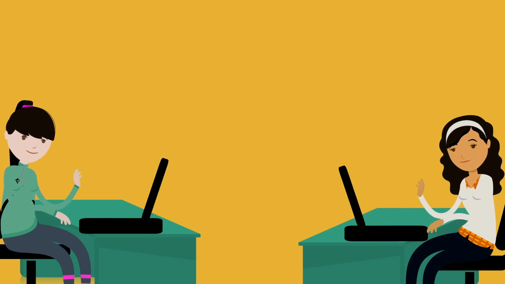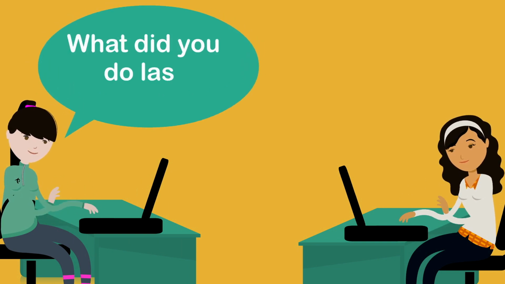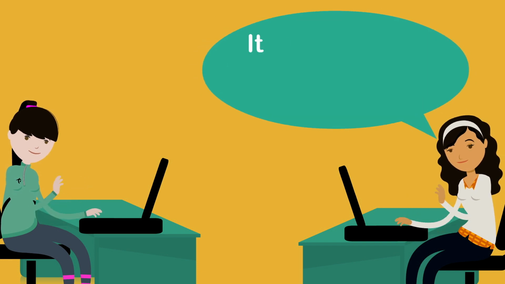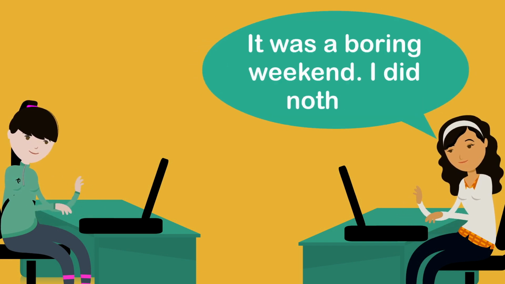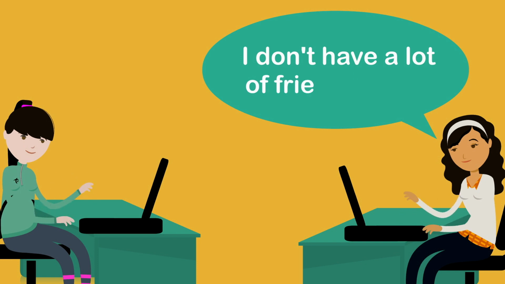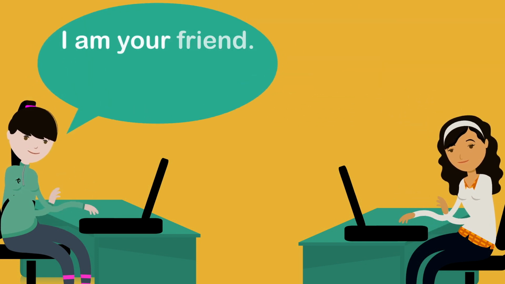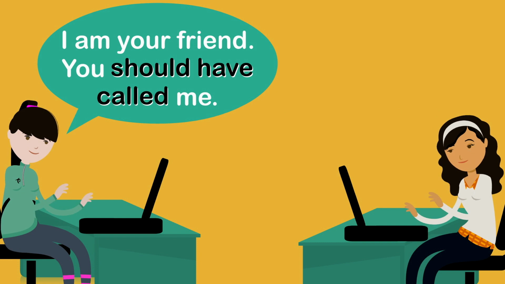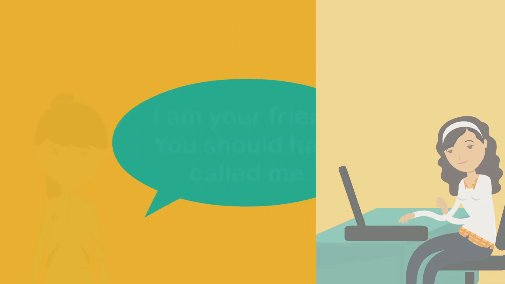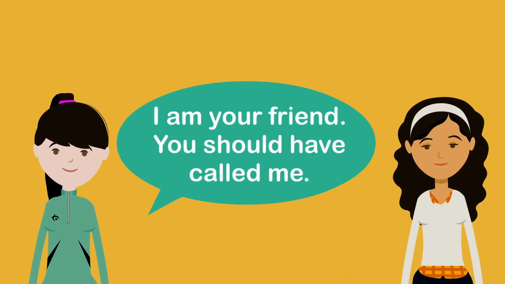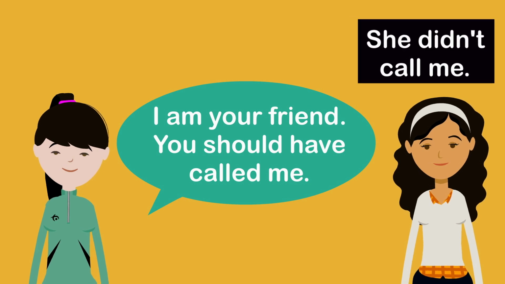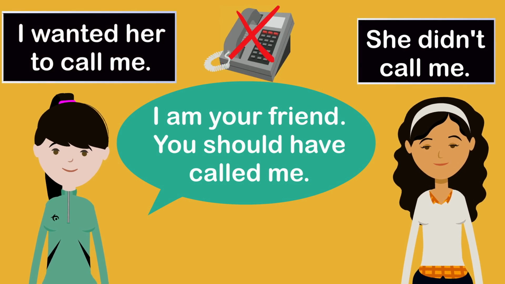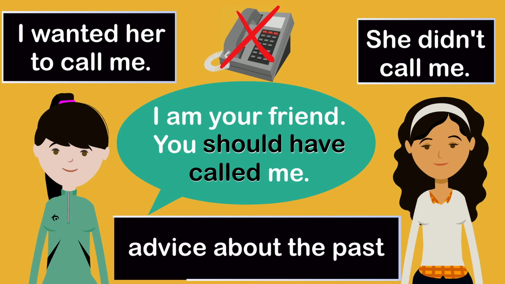Now, I'm chatting with my friend. "What did you do last weekend?" "It was a boring weekend. I did nothing because I don't have a lot of friends here." "I'm your friend. You should have called me." Let's understand what's happening here. She didn't call me. I wanted her to call me. Everything happened in the past. That's why I'm going to use should have to give advice about something that happened in the past.